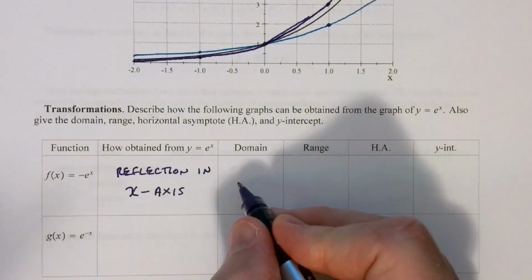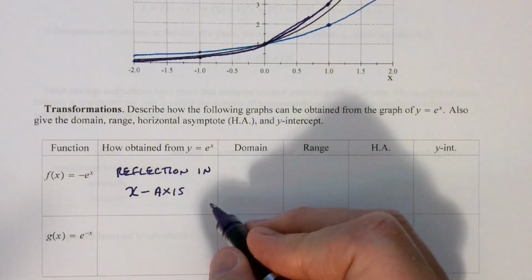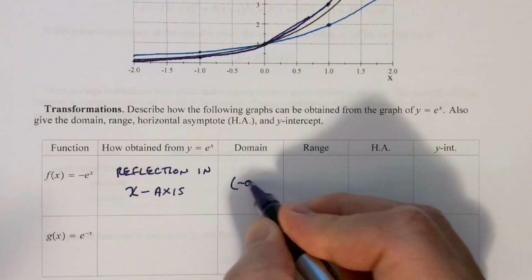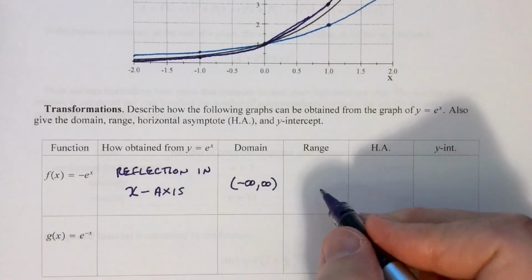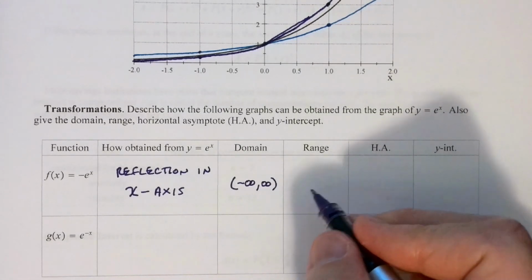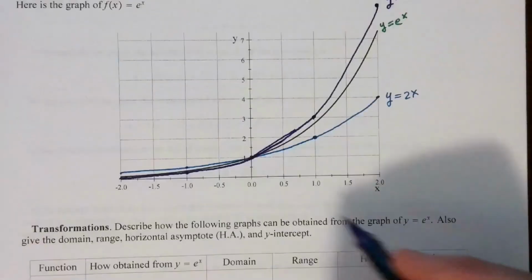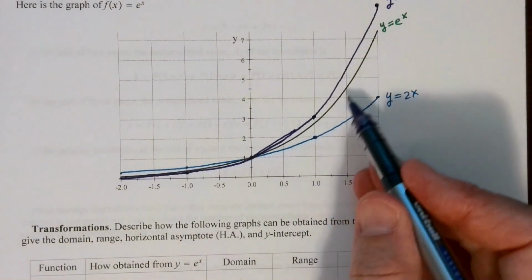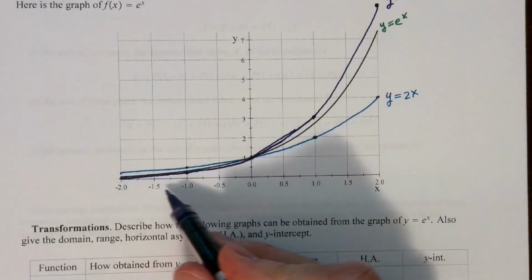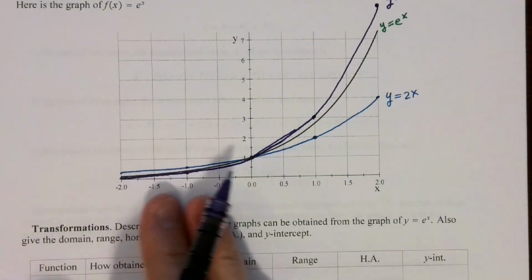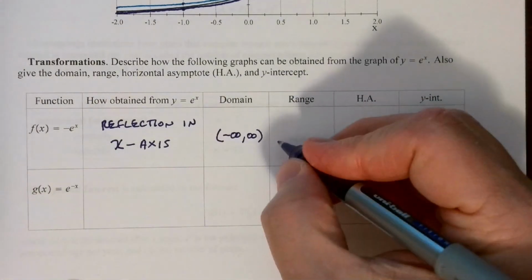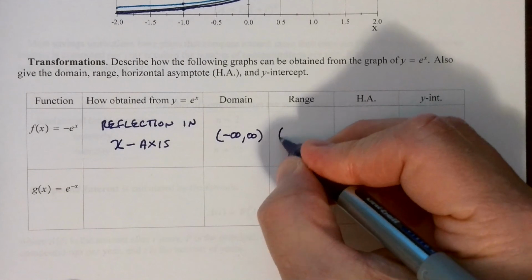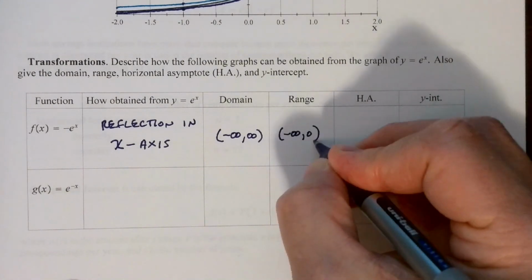All right, the domain was all real numbers. If I reflect about the x-axis, that does not affect the domain. It's still all real numbers. But is the range affected? Oh, yeah. The range was everything greater than 0. Here's the graph of e to the x. If I reflect it in the x-axis, it's going to go like this now, right? All the outputs are below the x-axis. All the outputs are negative, since we're multiplying by negative 1 here, making them all negative. So the range used to be everything greater than 0. Now it's everything less than 0.